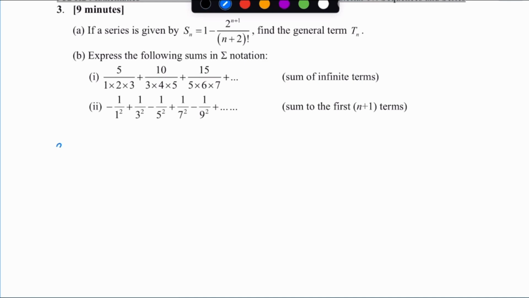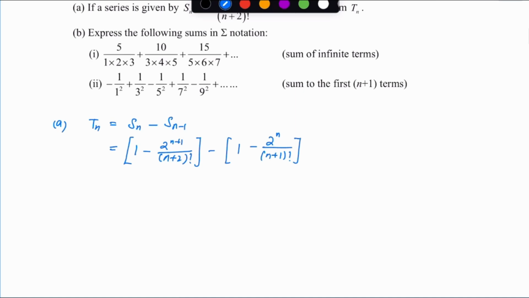So let's see how this works. How do we find Tn? Tn equals Sn minus the sum of n minus 1, the sum until the previous term, to find the current term. So we have 1 minus 2 power n plus 1 divided by n plus 2 factorial, minus of 1 minus, for n minus 1, 2 power n, over n plus 1 factorial, like that.